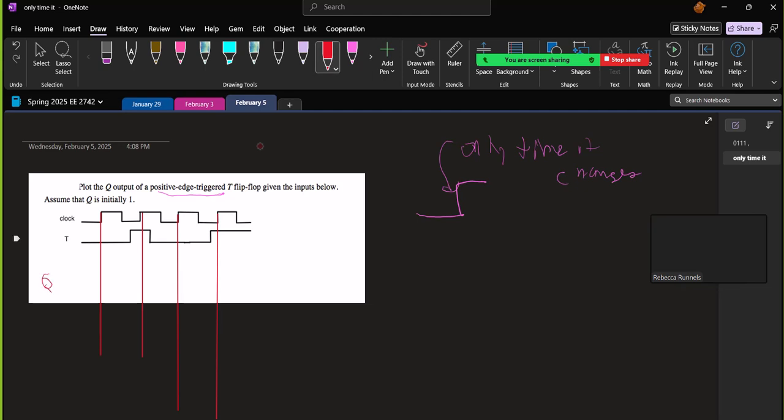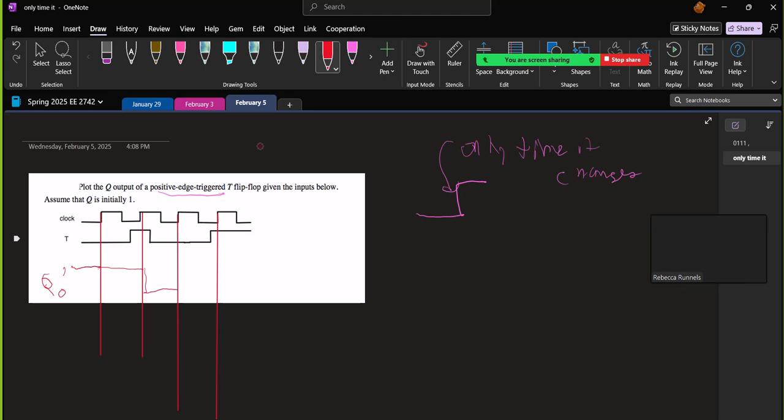And my Q starts at 1. It gets to the positive edge, and then it looks at the input at T. What is the input at T right there at that first positive edge? 0. What does a T flip-flop do when T is 0? No change. So it's just going to stay at 1. Now at this next positive edge, what's the value of T? 1. And what does a T flip-flop do when it's 1? It toggles. So it's going to go down to 0.